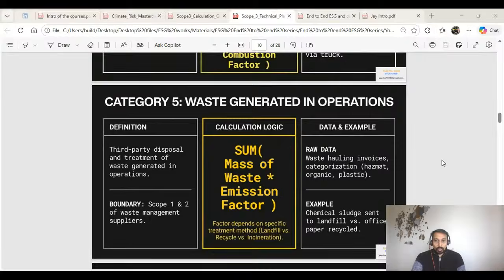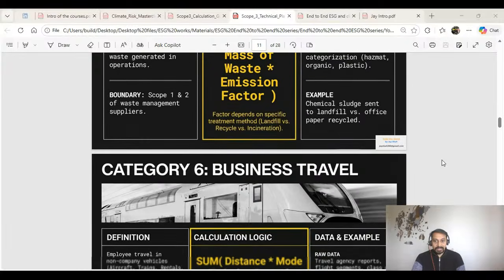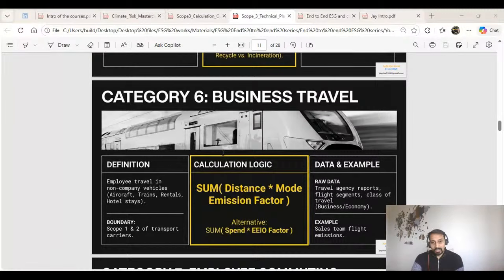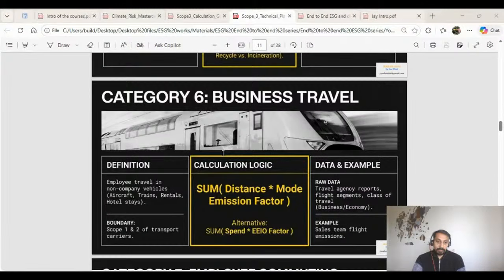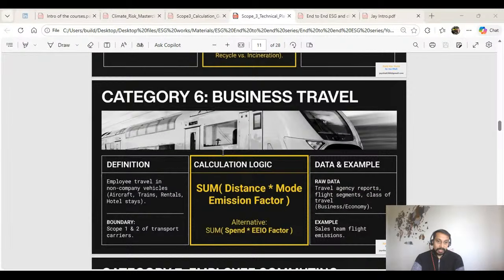Again, we will move into category 6. Flights vary by class. It can be economy versus business. It can be short haul versus long haul. So those kinds of things very much depend. So for that, if you know the distance and if you know the mode, then you can multiply them by each other along with the emissions factor. So the formula is very simple: distance multiplied by the mode emissions factor.